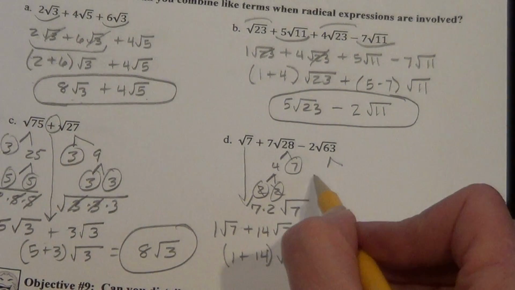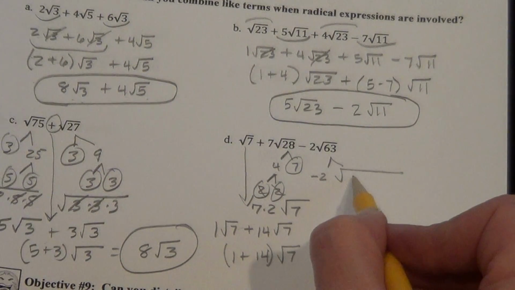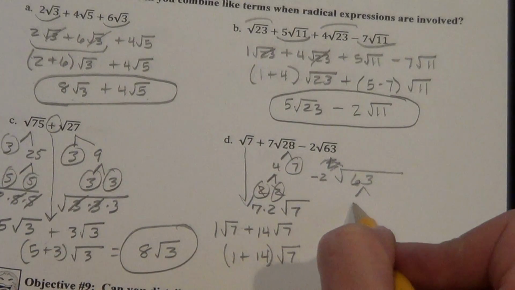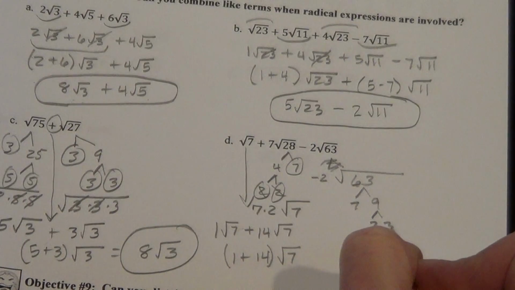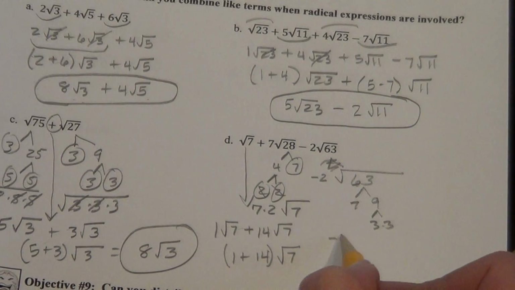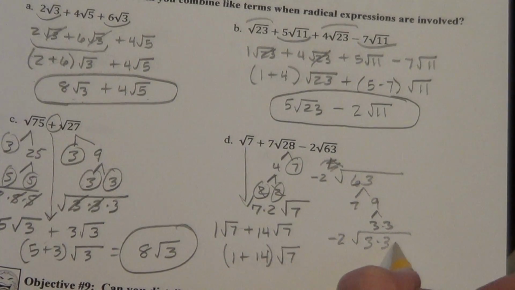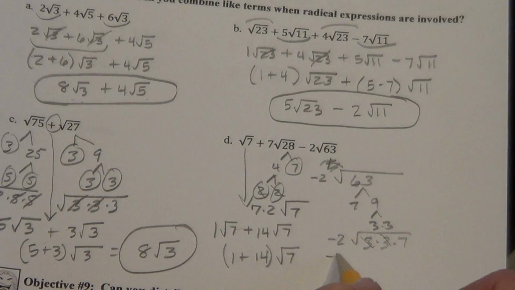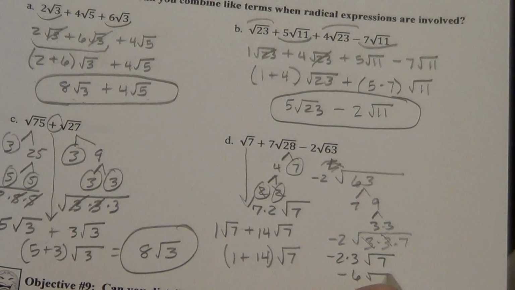We have negative 2 out front, then radical 63. Sorry, I didn't really break it down yet. Now we'll break that down. It would be 7 times 9, and 9 is 3 and 3. So we have negative 2 radical 3 times 3 times 7. Well, the 3's will come out. Negative 2 times 3 radical 7. That would be a negative 6 radical 7.